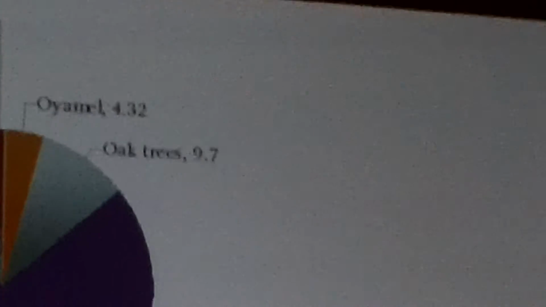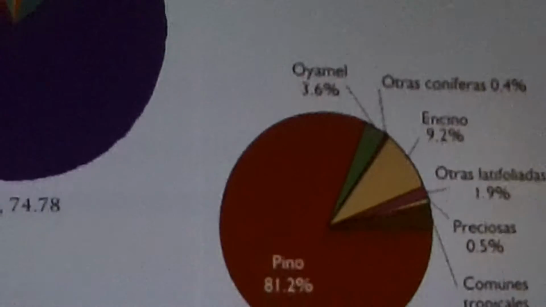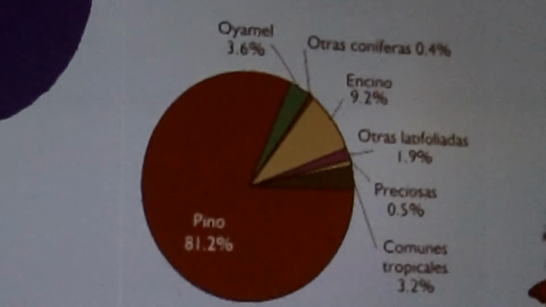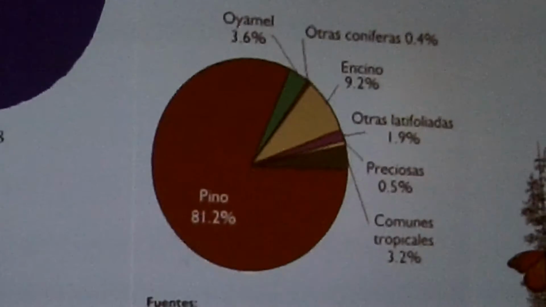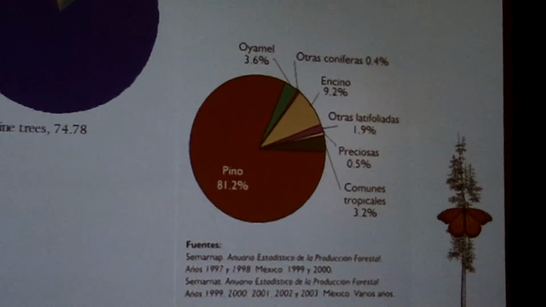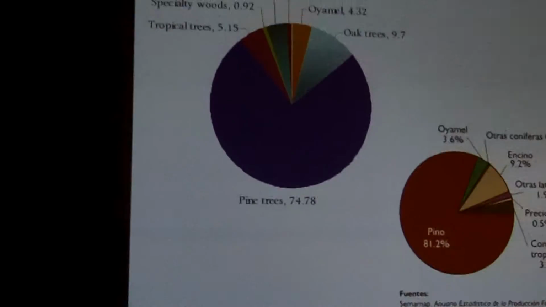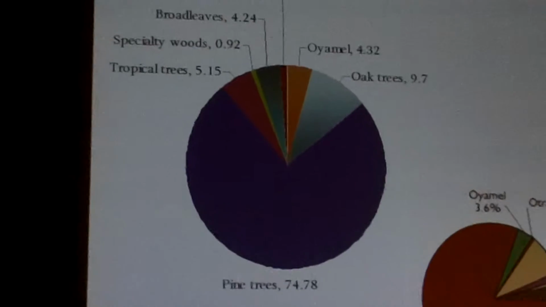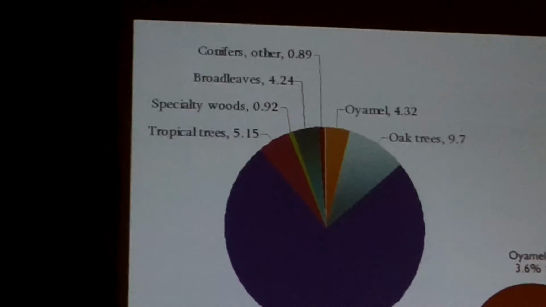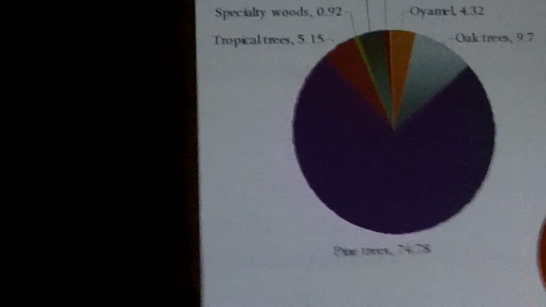So comparing what was reported from the same agency between 1997, 98, etc. until 2000 and 2003, this is like an average, we are seeing that the increase in the use of Oyamel forest has happened, and the decrease in the use of pine trees also has happened. So my theory here is that the reason why they are using more Oyamel trees is because there is less pine. So they have to use other resources.